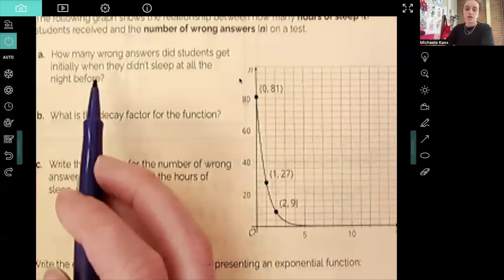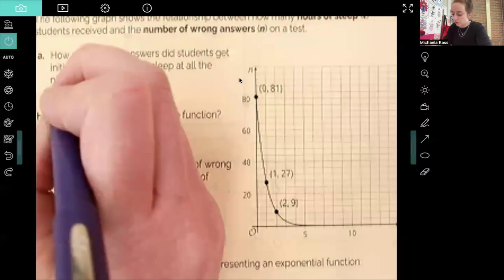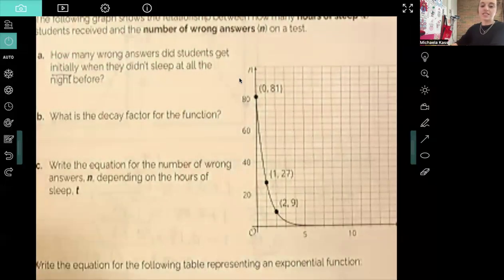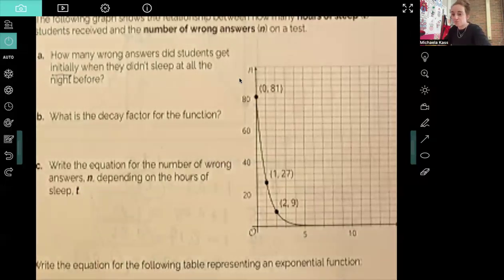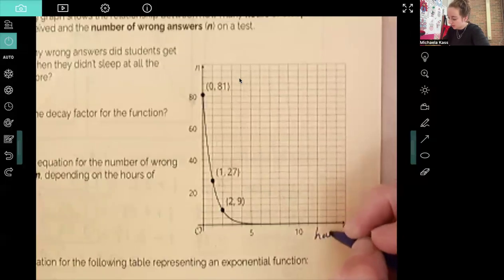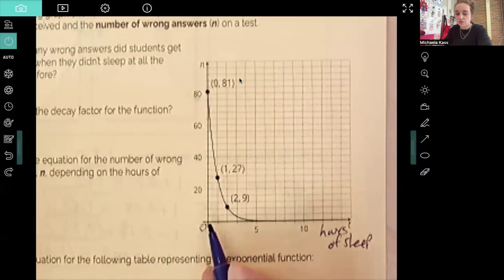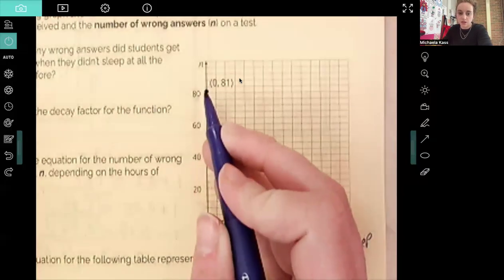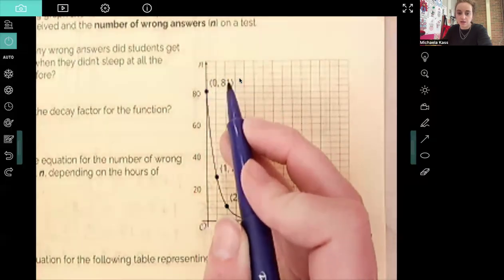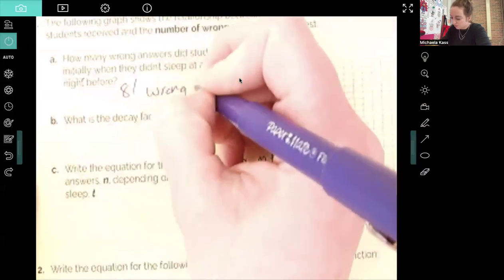So this first one says, how many wrong answers did students get initially? So keyword initially, when they didn't get any sleep. So this means 0 hours of sleep, right? And if the x-axis right now is representing hours of sleep, that means we're looking at when there were 0 hours of sleep, how many answers did they get wrong? Well, it looks like our answer's right here, 81. So we got 81 wrong answers.